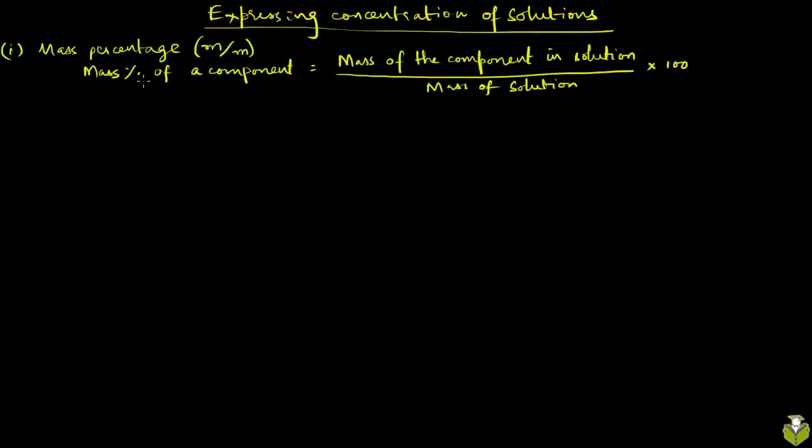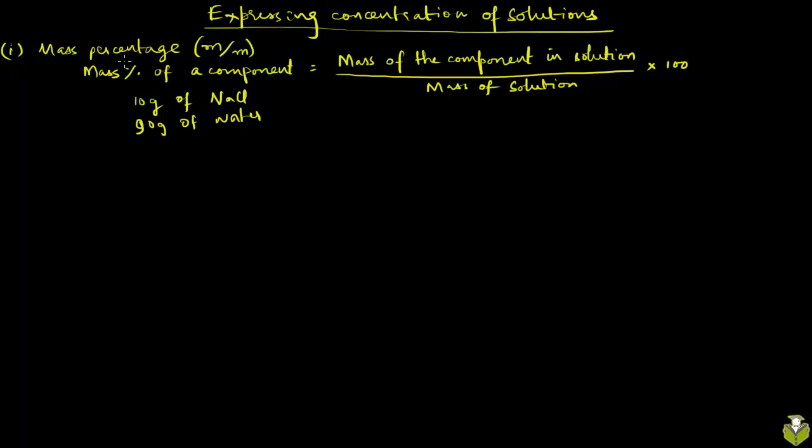One simple way of talking about concentrations is mass percentage. For any given component in the solution, you can talk about a mass percentage, which is the mass of the component in the solution divided by the mass of the solution times 100. So for example, if you have table salt dissolved in water and you say it is 10% by mass, what it means is that in every 100 grams of solution, you have about 10 grams of sodium chloride and 90 grams of water. So this is 10% by mass concentration.